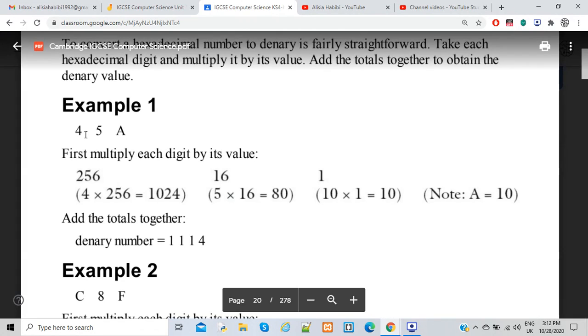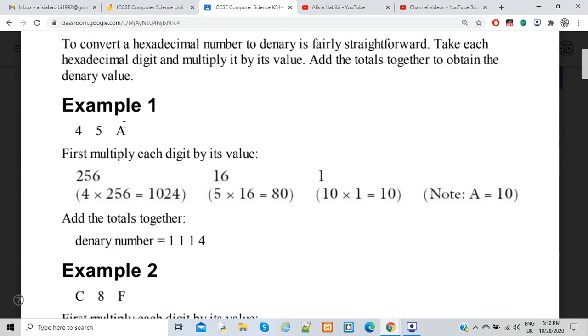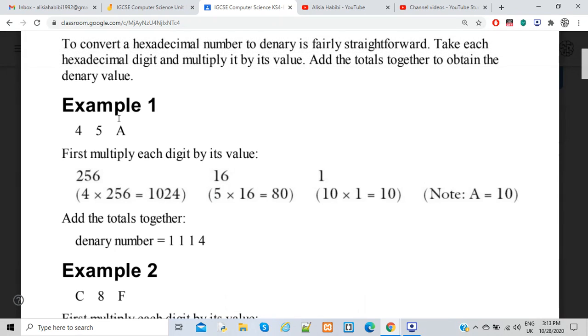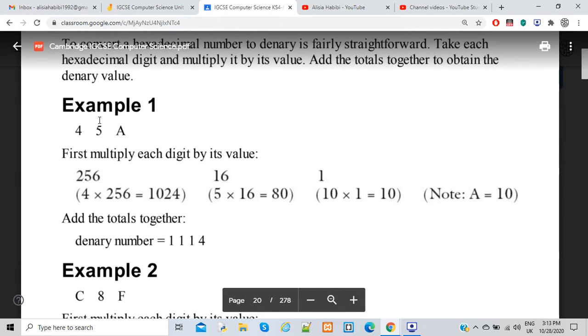So in this example 1, you have the hexadecimal value of 45A. We know that A in hexadecimal is actually represented as a 10. What we need to do is put the powers of 16 on top of each of these hexadecimal values and multiply it by the value we have. So if we're looking from right to left, A is going to have 16 to the power of 0, and then 5 is going to have 16 to the power of 1, and 4 is going to have 16 to the power of 2.